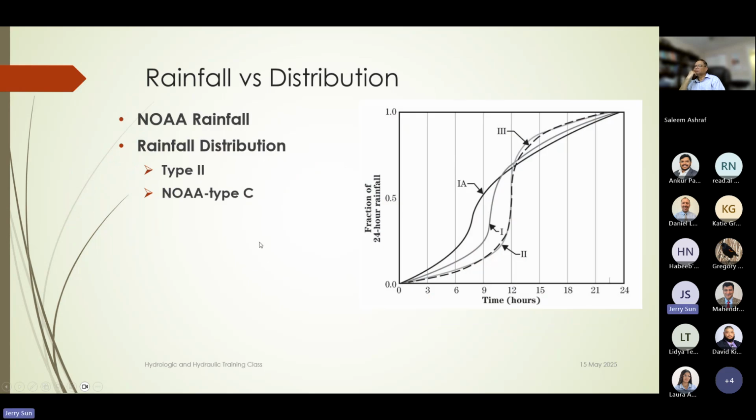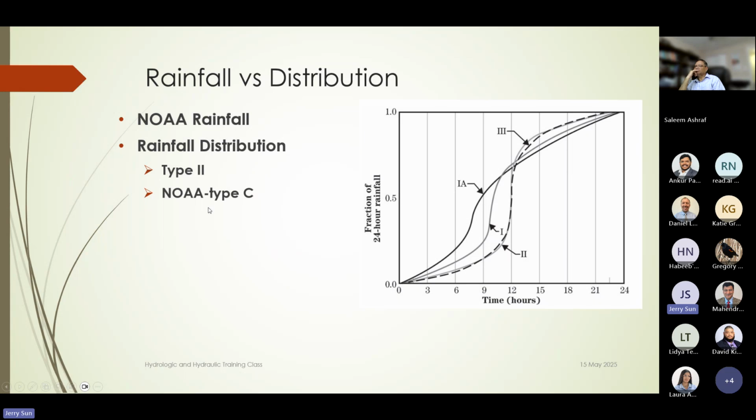So basically, when we talk about hydrology, we look at the rainfalls, right? Rainfall is pretty easy now. The NOAA has a website. We can take out any point of the rainfalls based on the website. They have the different frequencies, and it's pretty easy.